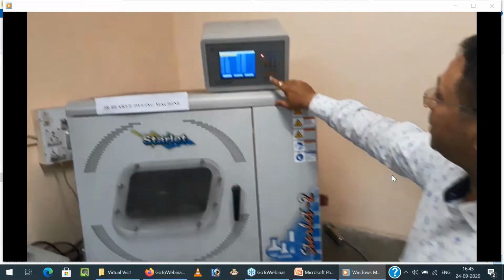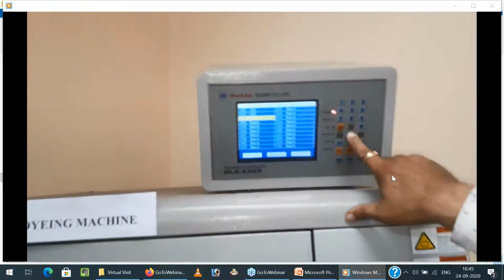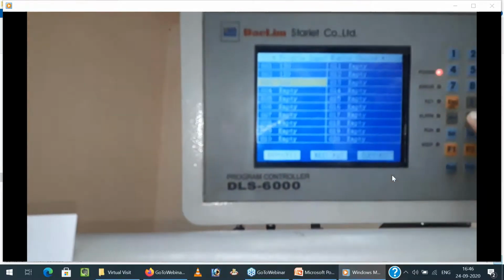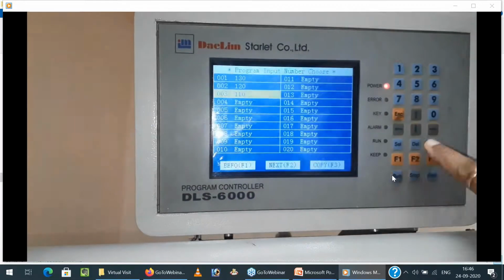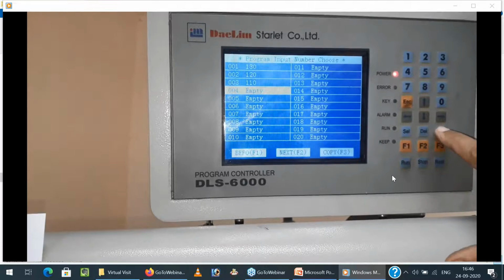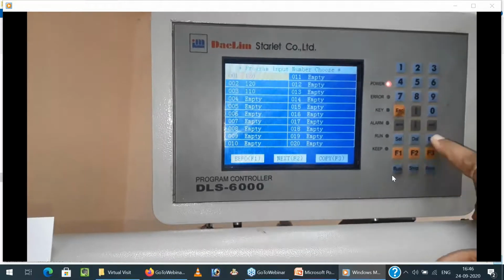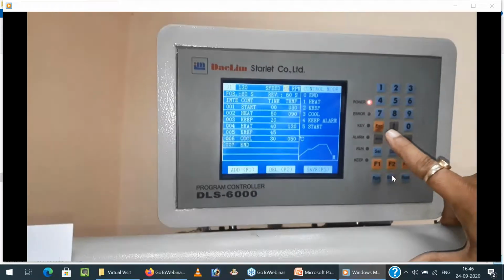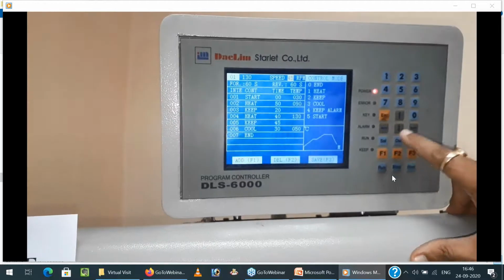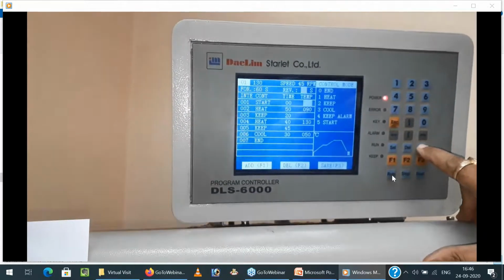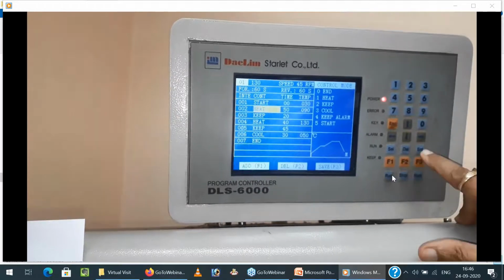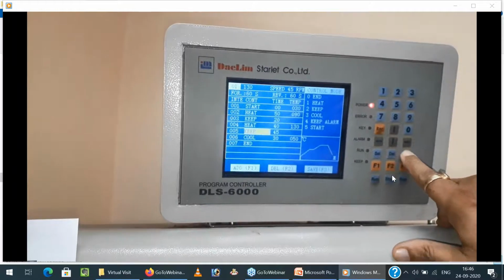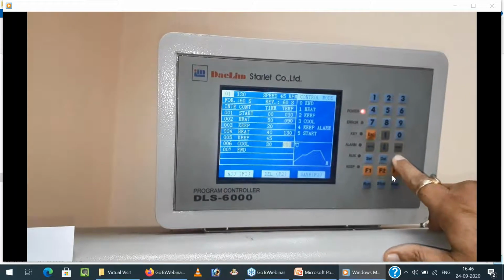Now this is a programmer. He will program it. He will start it at, say, about 35 degrees and then raise to 70 or 80, and then again he will rapidly raise it to 130. There will be some hold time and then some cooling time. After programming, he is starting the system. Now he is running the machine.